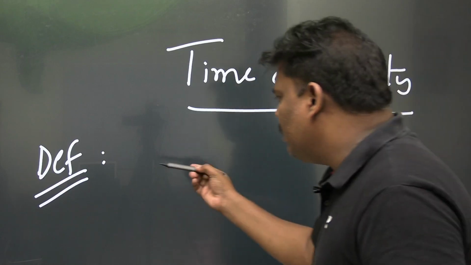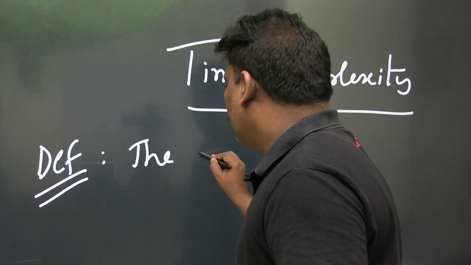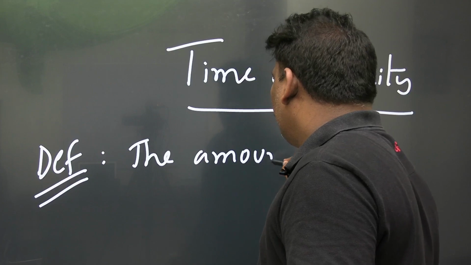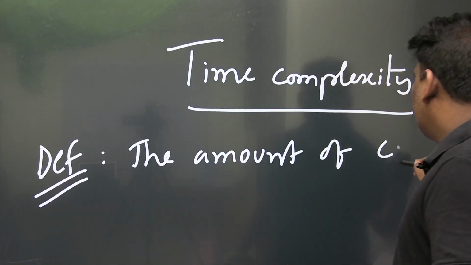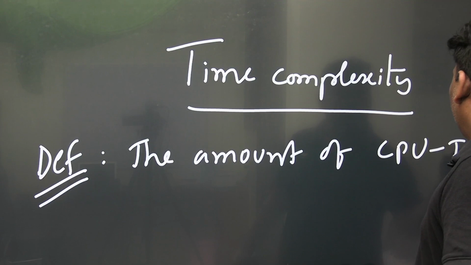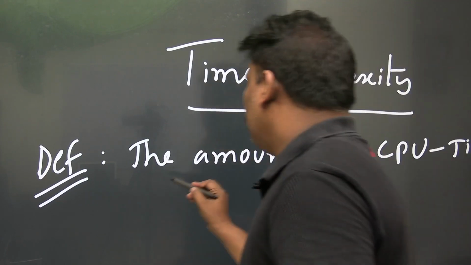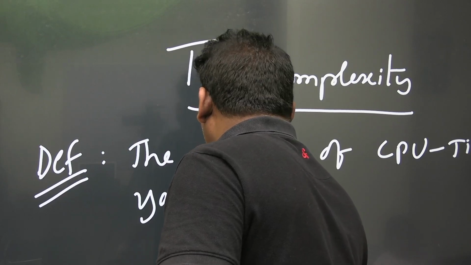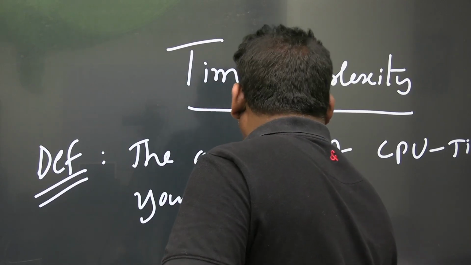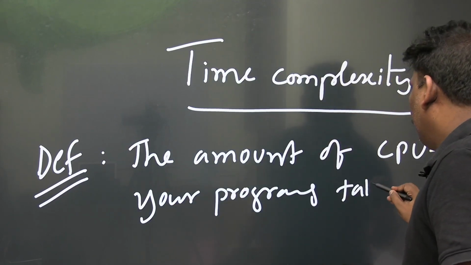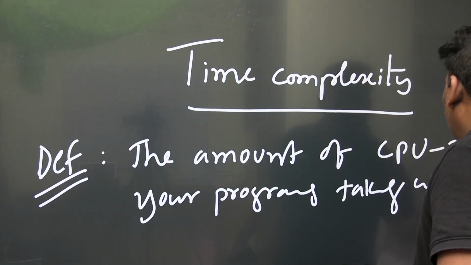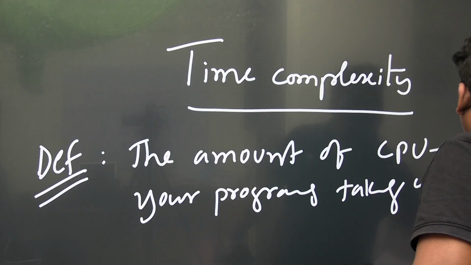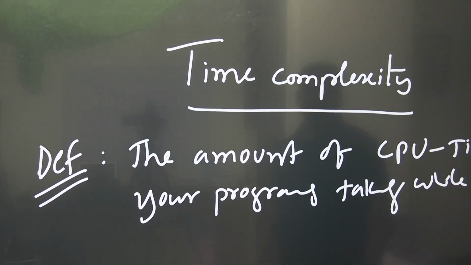If you want, I will write also. The amount of CPU time your program is taking while running is known as time complexity. Right? Let's see a few examples.